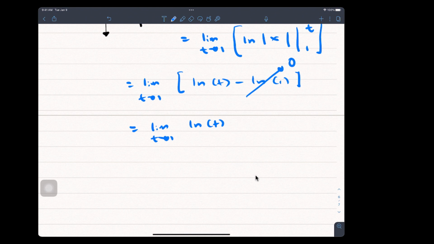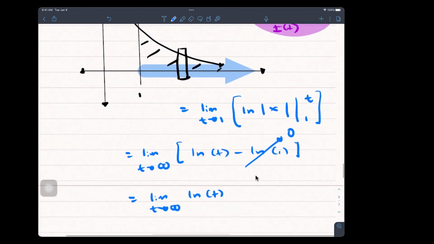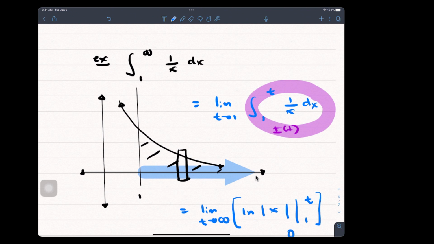And I made a mistake. That's not t goes to 1. T goes to infinity. I'm thinking of another improper integral. Not today.